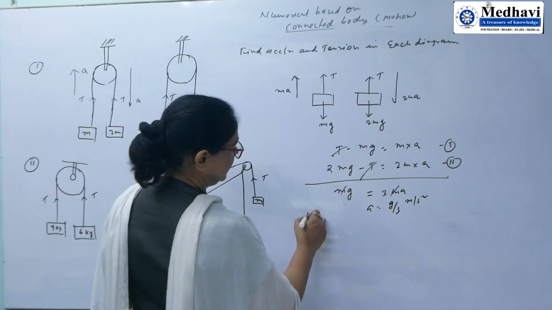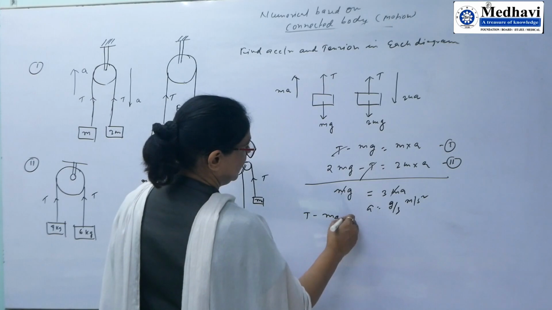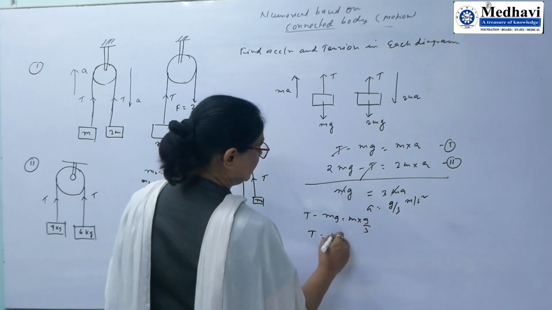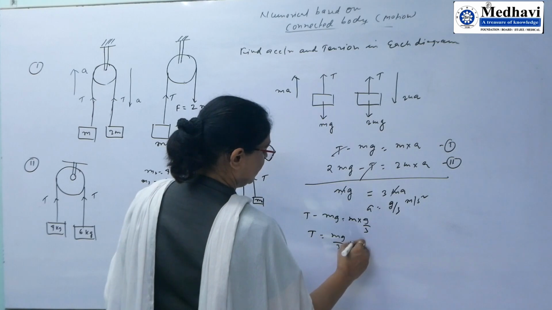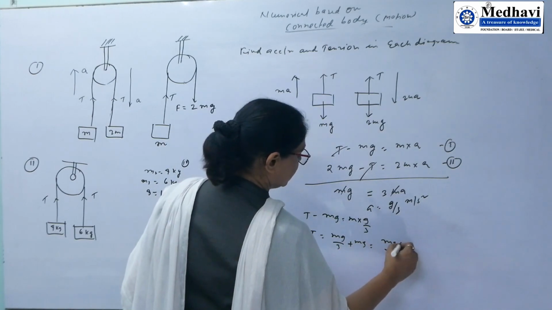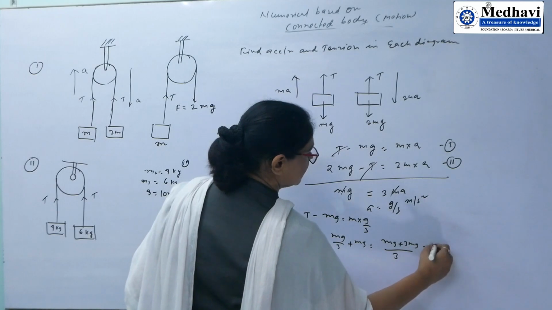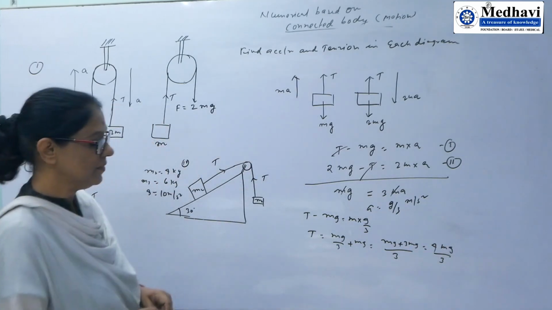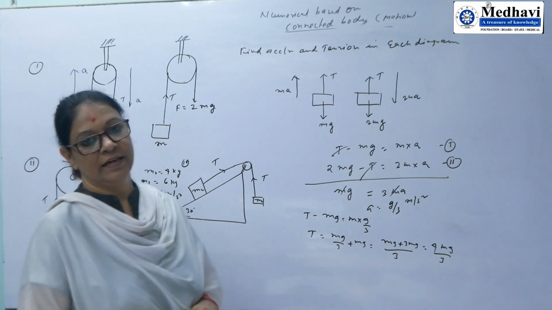You can find tension: T minus mg is equal to m into g by 3. So T is equal to mg by 3 plus mg, here mg by 3 plus 3mg by 3, it is 4mg by 3. In this way we can find tension.